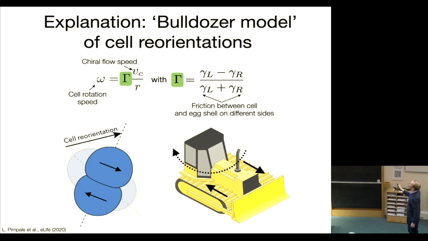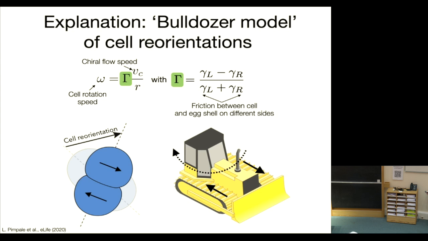And whenever I have a difference between these frictions, this number will be non-zero, and I will arrive at something that will rotate in space its axis. And why do we call this a bulldozer model? Because a bulldozer that you want to rotate on the spot functions exactly the same way.